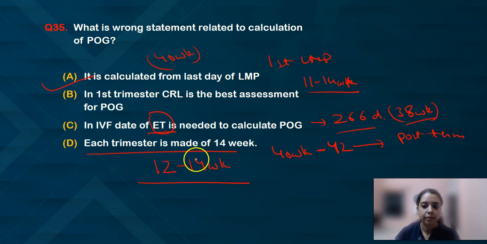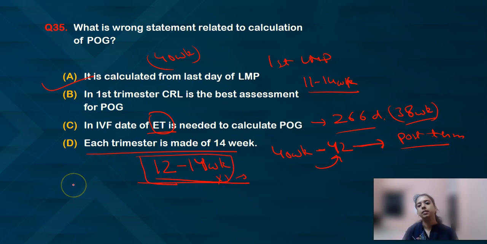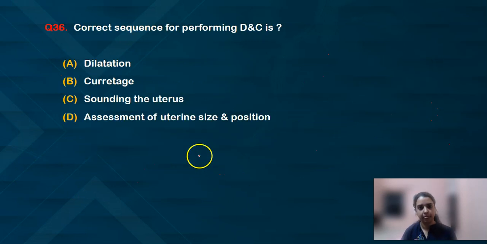If every trimester is 14 weeks, then 42 weeks is approximately term, right? Everything beyond 42 weeks is post term. That is why each trimester is calculated as ranging from 12 to 14 weeks. It's not fixed at 14 weeks or at 12 weeks. So this is also a right answer.